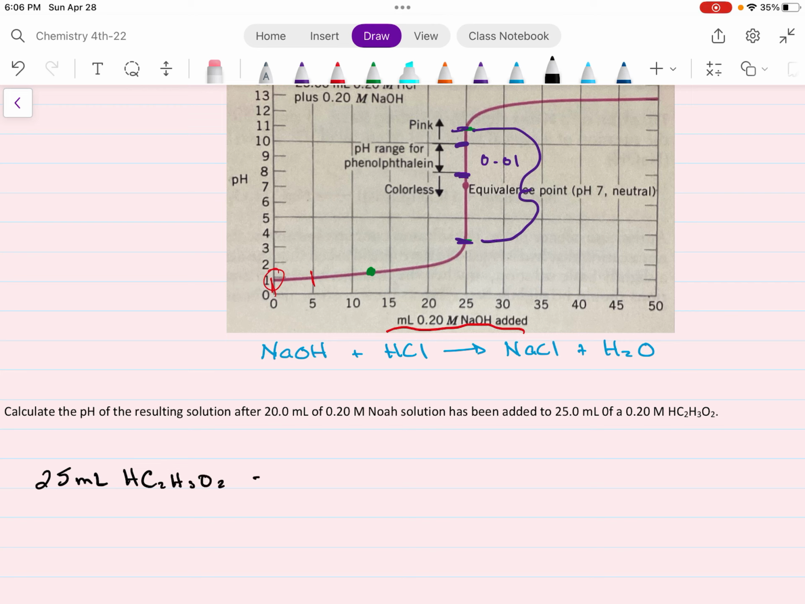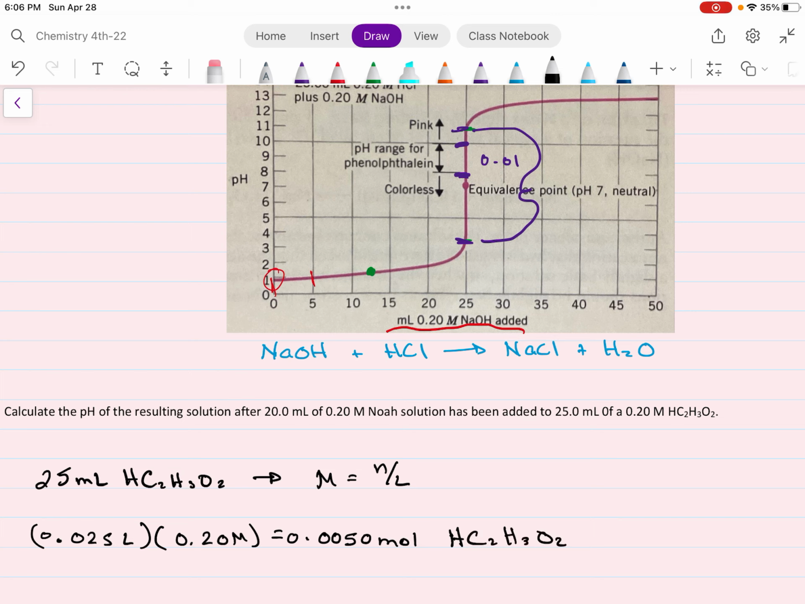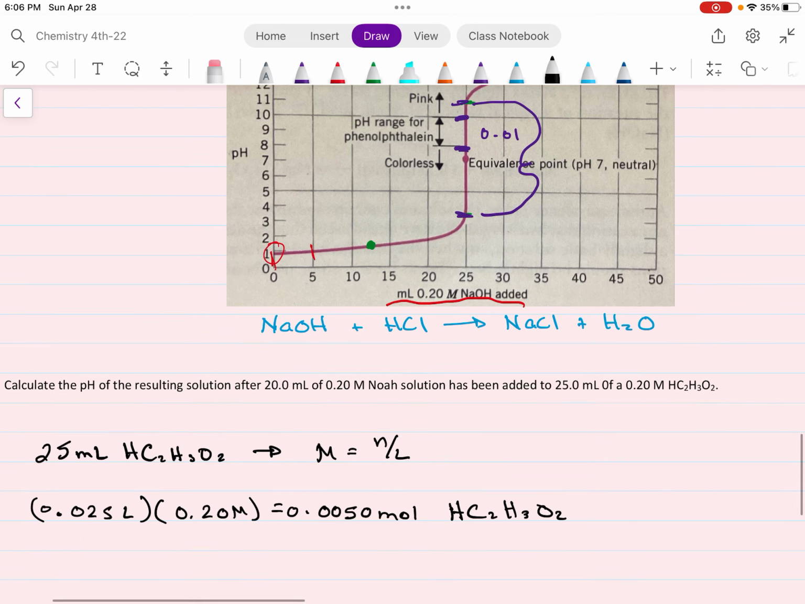We all, of course, know that molarity is equal to moles over liters. So if I was to get this, this would be 0.025 liters. If I multiply that by its molarity, then I'm going to end up with 0.0050 moles of the acetic acid. This might look familiar because it's pretty much the same amounts that we've been using, okay?